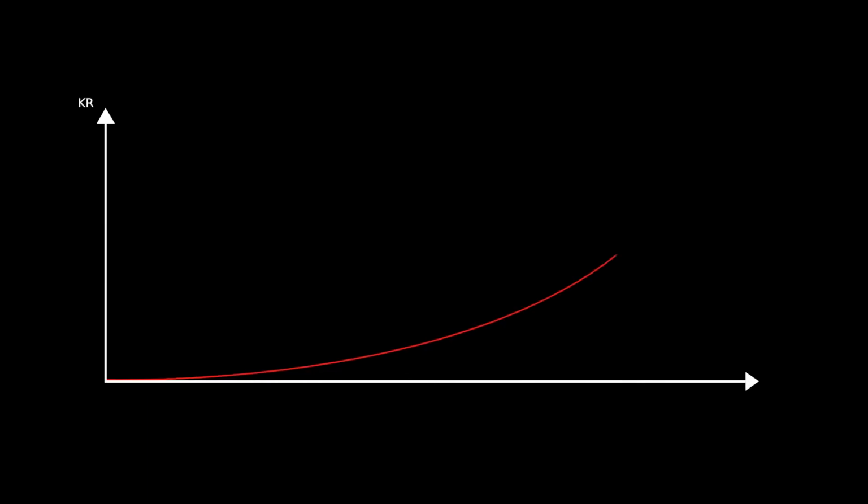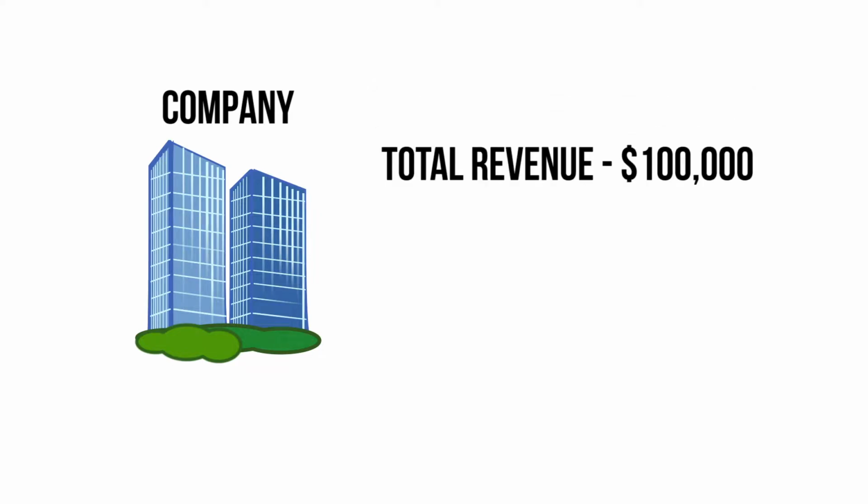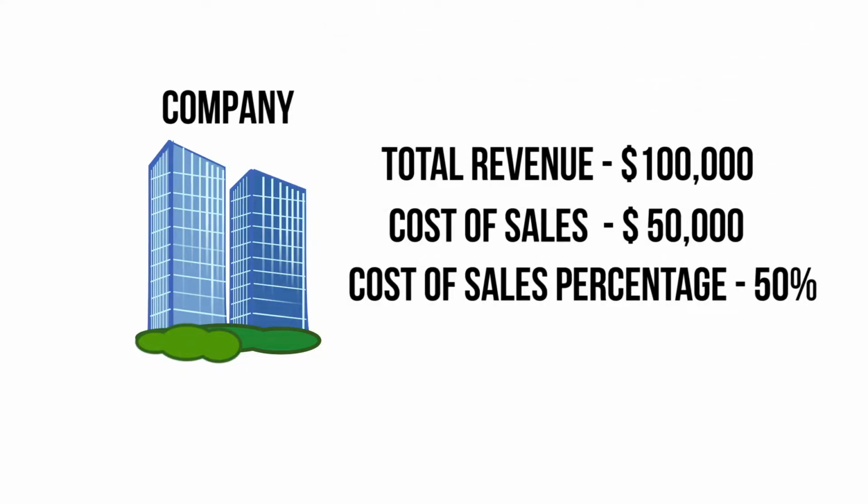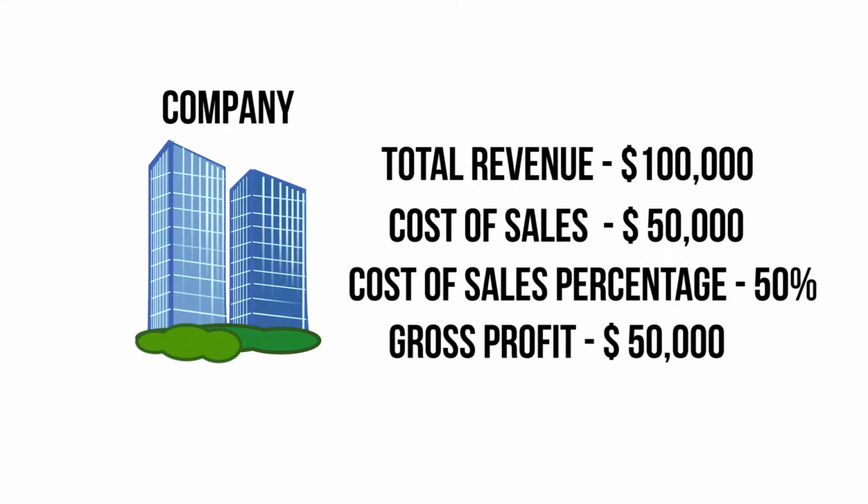The cost of sales is typically expressed as a percentage of total revenue. For example, if a company has a total revenue of $100,000 and its cost of sales is $50,000, then its cost of sales percentage would be 50%. The remaining $50,000 would be gross profit.